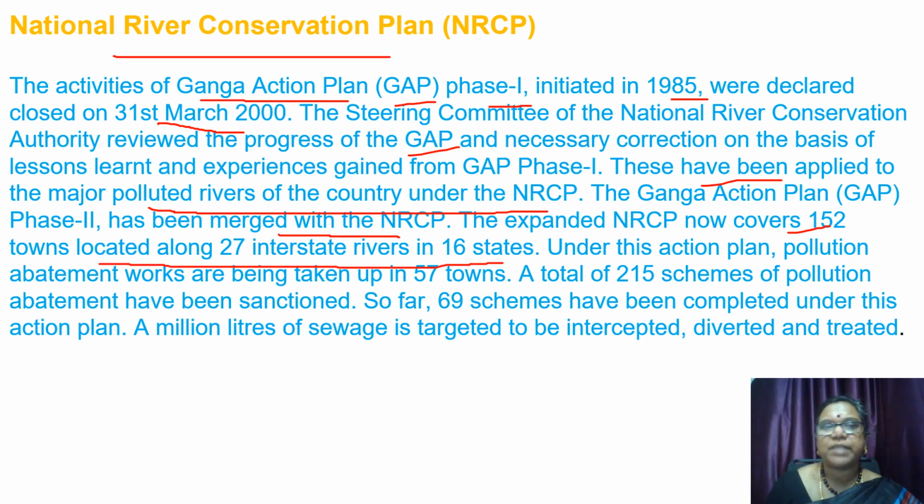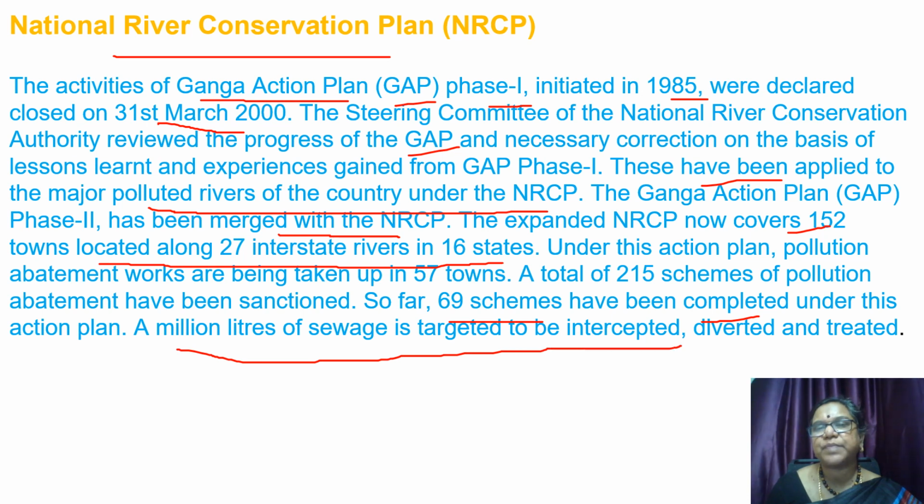Under this action plan, pollution abatement works are being taken up by 57 towns. A total of 215 schemes of pollution abatement has been sanctioned. So far, 69 schemes have been completed under this action plan. 1 million liters of sewage is targeted to be intercepted, diverted and treated, which is a humongous task which will not be possible if we do not also cooperate.